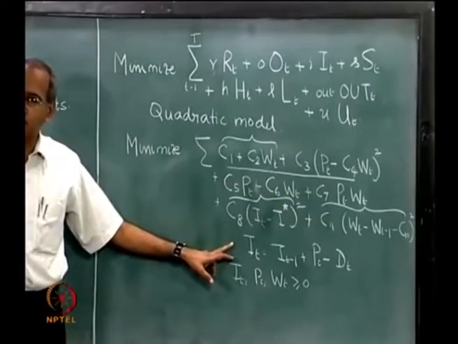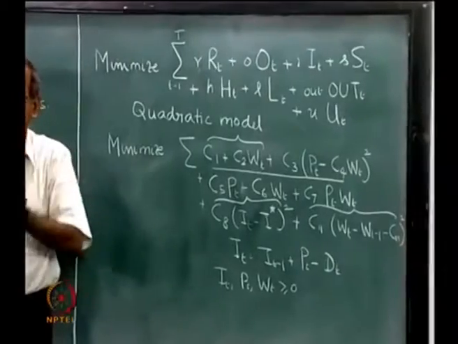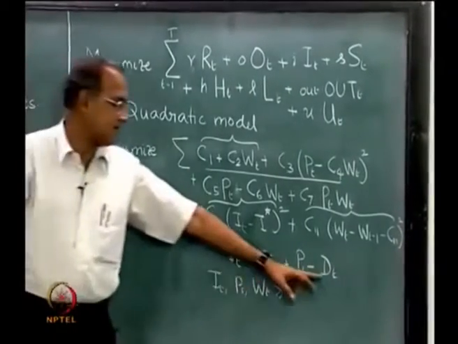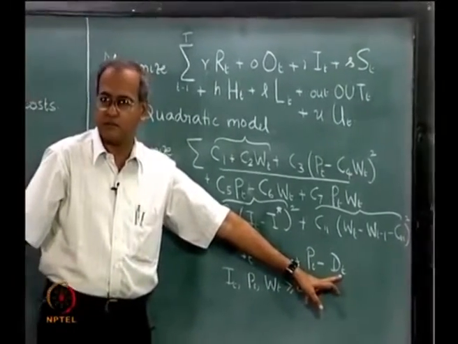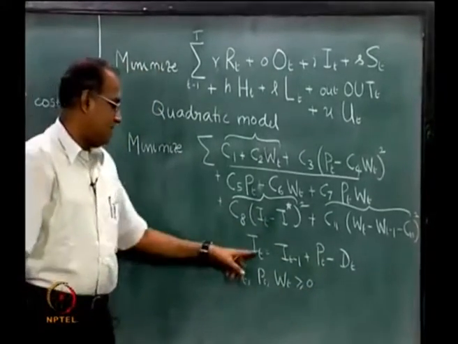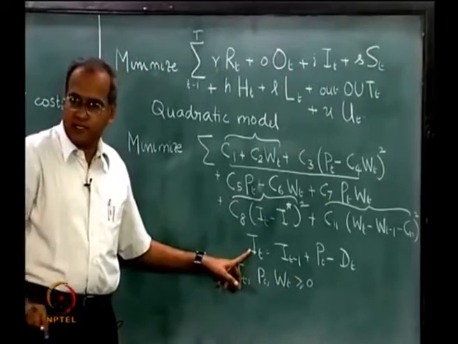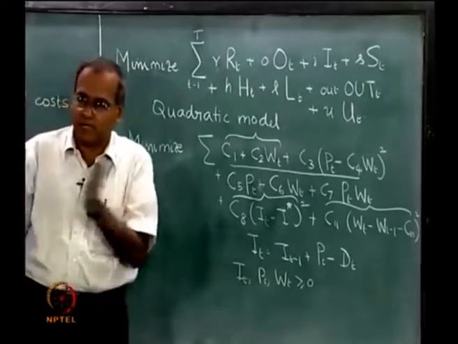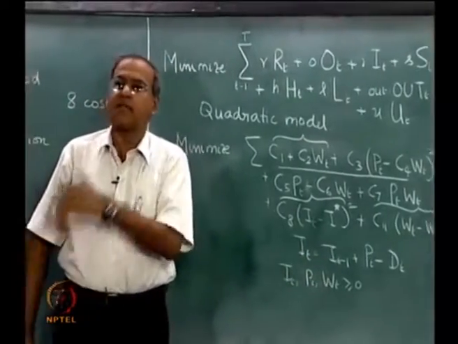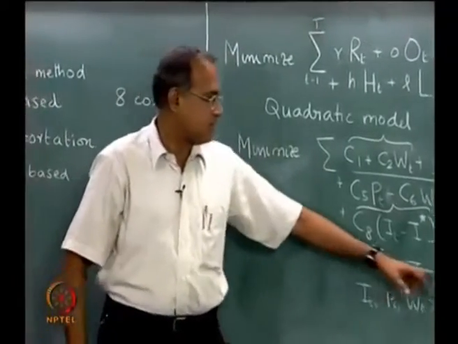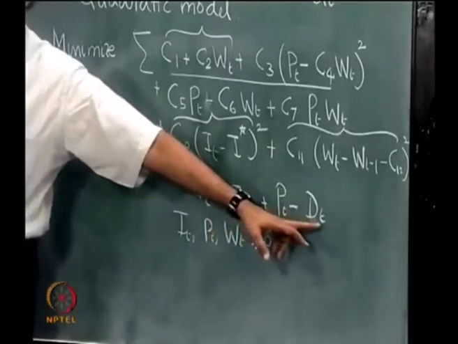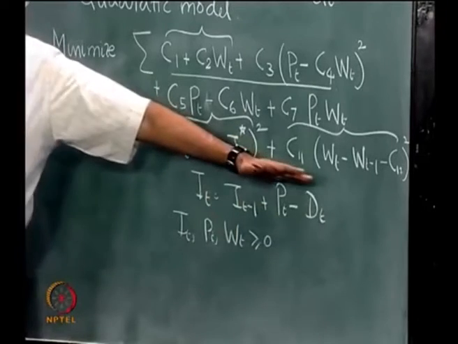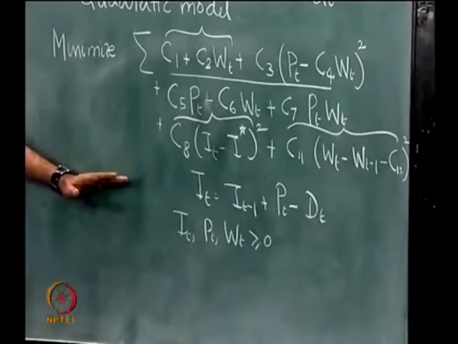This is the standard constraint that relates production, inventory, and demand. dt is the demand in period t in terms of man hours. It is the inventory at the end of period t. It minus 1 is inventory at the end of period t minus 1, which is inventory at the beginning of period t. This is production in period t, this is demand in period t. So, this is typically the inventory balance constraint.